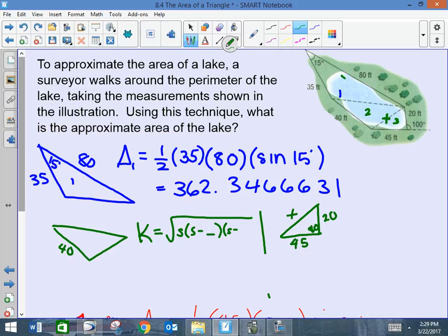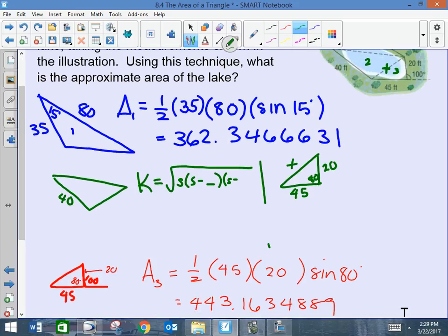Can we use law of sines or law of cosines? Law of cosines, because we don't have a matching side. All right, so law of cosines: X squared equals 20 squared plus 45 squared minus 2 times 20 times 45 times cosine of 80. That's the easiest law of cosines we could get.